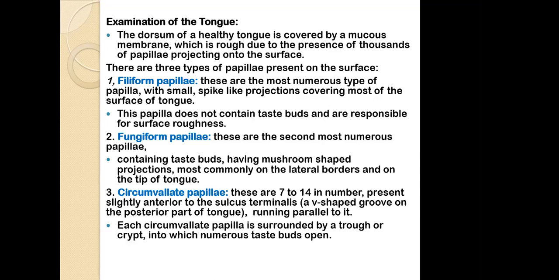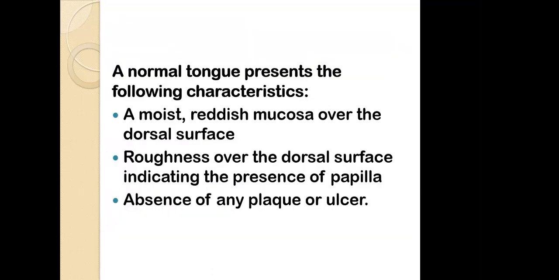No details now for this. A normal tongue presents the following characteristics: moist reddish mucosa of the dorsal surface, roughness over the dorsal surface indicating the presence of papillae, and absence of any plaque or ulcers.